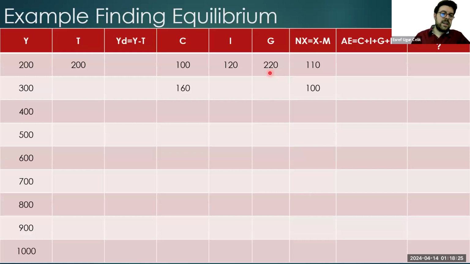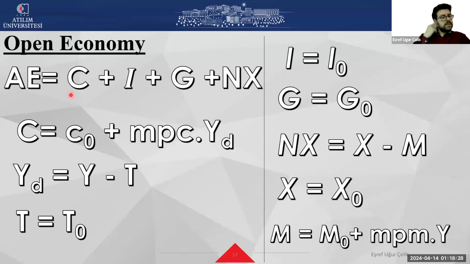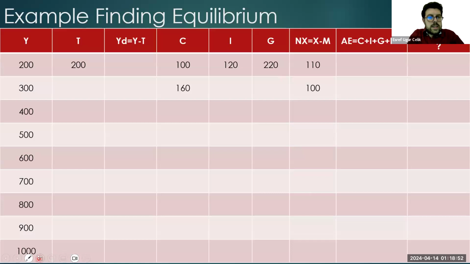Before we start, let's go over the formulas again: aggregate expenditure, total consumption, disposable income, net export, planned investment, government expenditure. And one more thing: in the question I asked for the equilibrium. The equilibrium condition is when the aggregate expenditure is equal to total output or total income. Okay, let's start. And one more point.